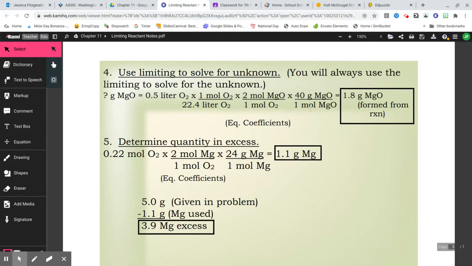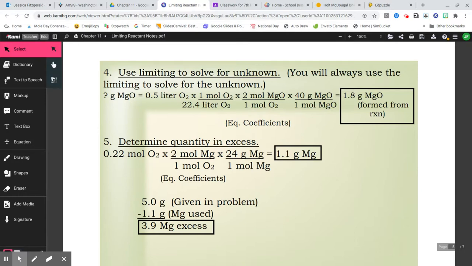Then I'm going to go moles of magnesium oxide to mass of magnesium oxide. I go to the periodic table and I calculate the mass of magnesium and oxygen, add them up. So moles of magnesium oxide cancel, moles of diatomic oxygen cancels, liters of oxygen cancels, and now we have our mass. So we have 1.8 grams of magnesium oxide that is formed. So that's why we wanted to figure out first which one is the limiting reactant, because it's going to control how much of our product is going to be made.